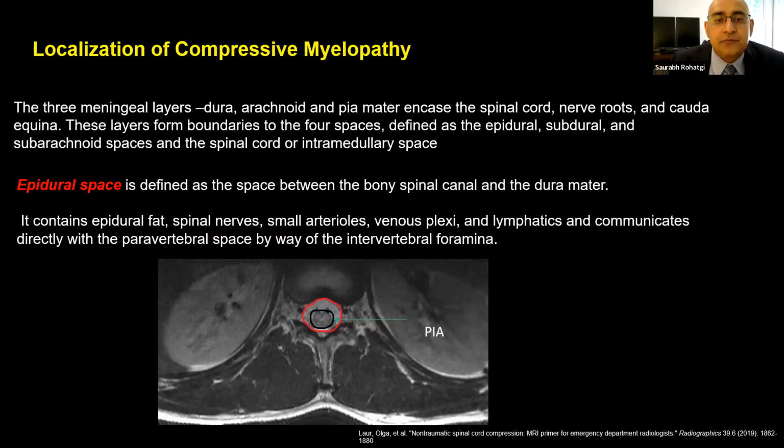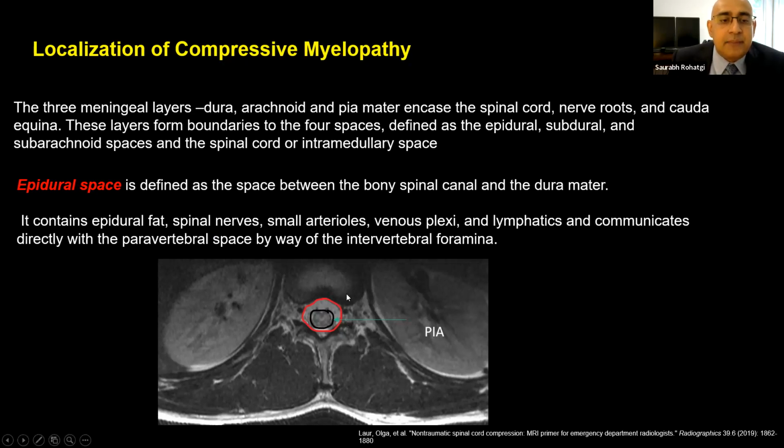These layers form the four boundaries that we commonly describe in our reports. That's the epidural space, the subdural, subarachnoid space, and the intramedullary space. So this is an axial image from an MRI. The first space that we'll talk about is the epidural space.